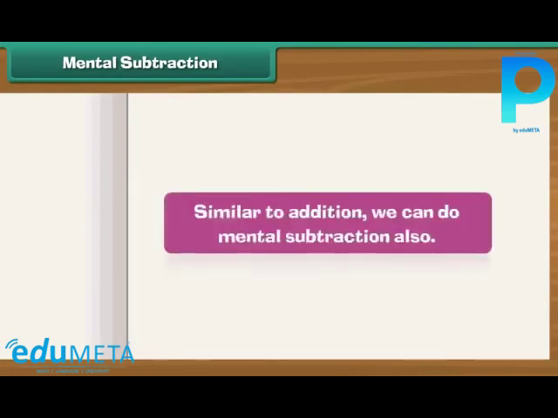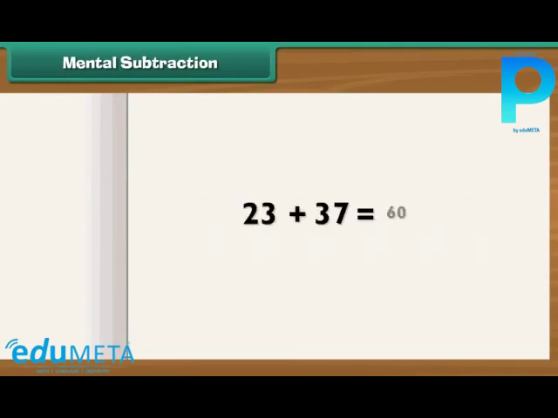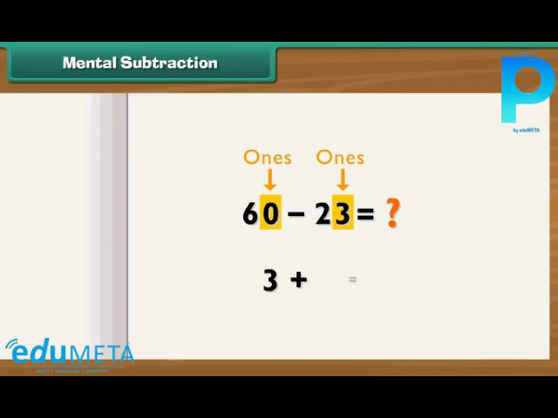Mental subtraction. Similar to addition, we can do mental subtraction also. In addition, we are given two numbers and we have to find their sum. But in subtraction, we are given the sum and we have to find one of the numbers. The ones place of 60 is 0 and the ones place of one of the numbers is 3. So we have to find what should be added to 3 to make it 10. 7 is to be added to 3 to make the sum 10. Thus, the ones place of the second number is 7.